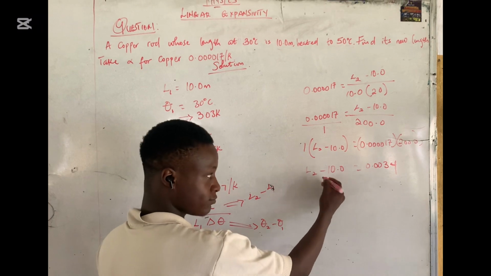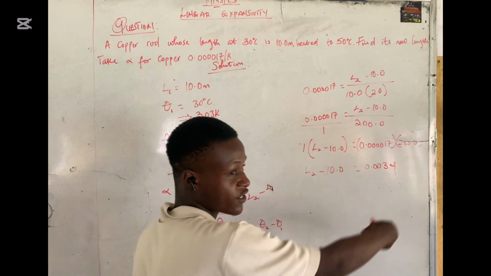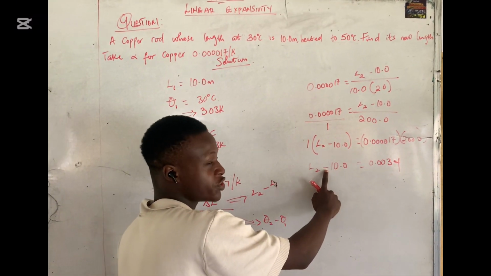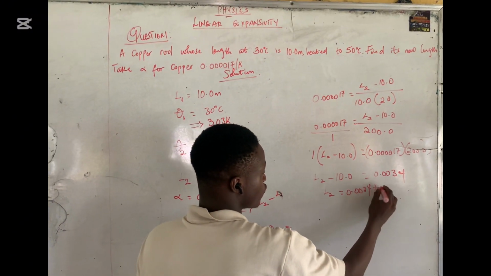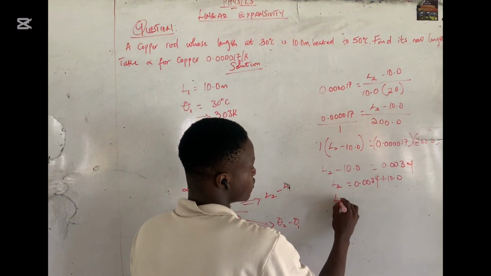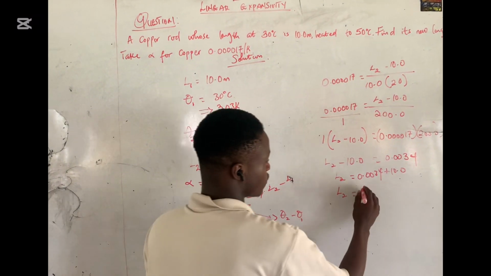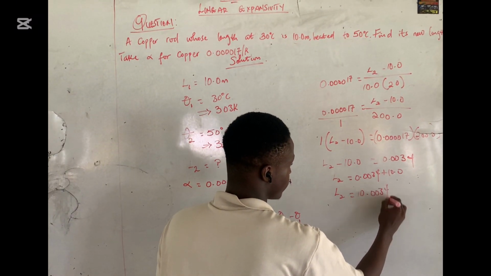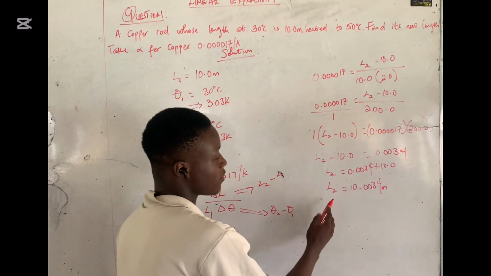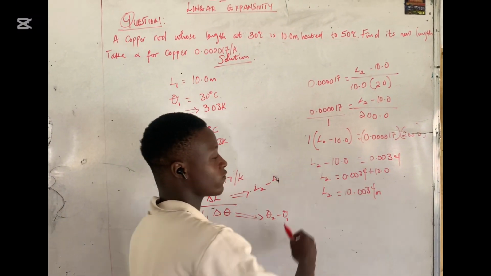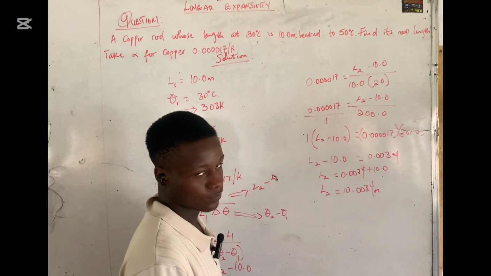So now we have this answer. We can collect like terms by taking this minus 10.0 across the equal sign, and the minus sign will change to a plus, right? So that becomes L2 equals 0.0034 plus 10.0. So we have L2 equal to 10.0 plus 0.0034, which gives us 10.0034. What's the unit of length? Meter. So this is our final length of the copper rod. Thank you.